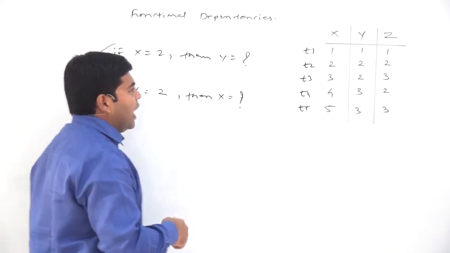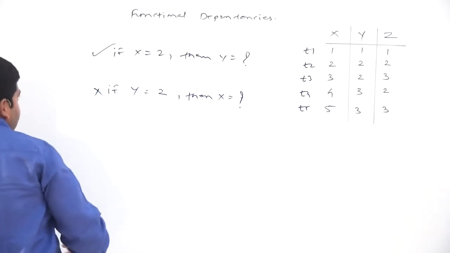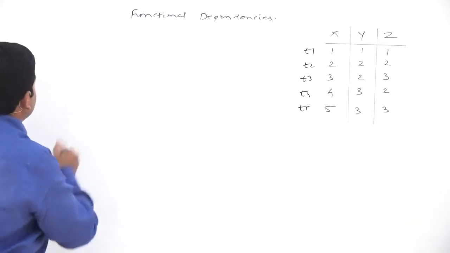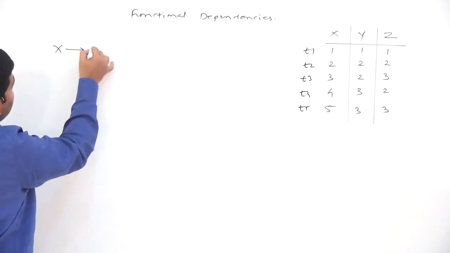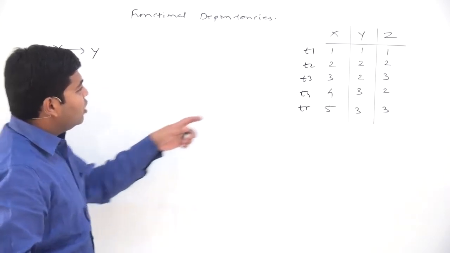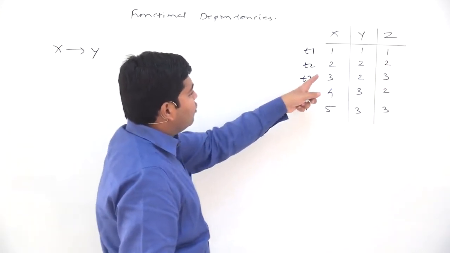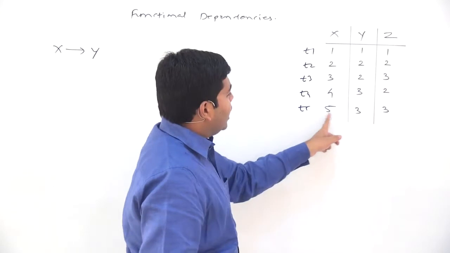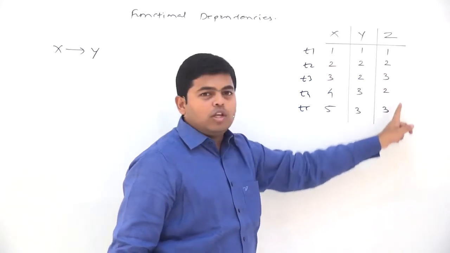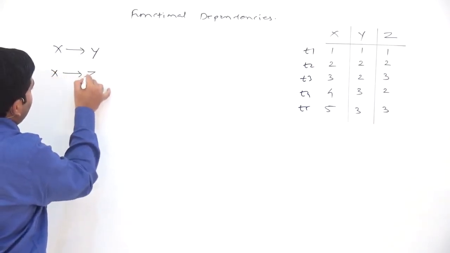So if x will always give you a unique value of y, then we will write down a statement like x gives the unique value of y, or x gives the value of y. Similarly, from x you can also determine the value of z, because when x equal to 3, z equal to 3, when x equal to 5, then z equal to 3, and so on. When I give you a unique value of x, you can tell me a unique value for z, and that's why we can write down x gives the value of z.